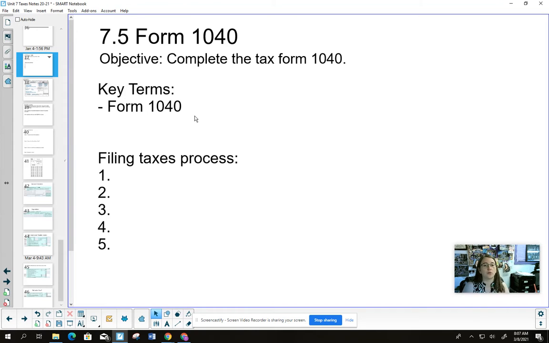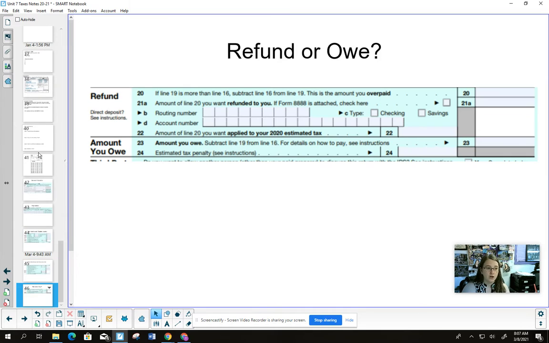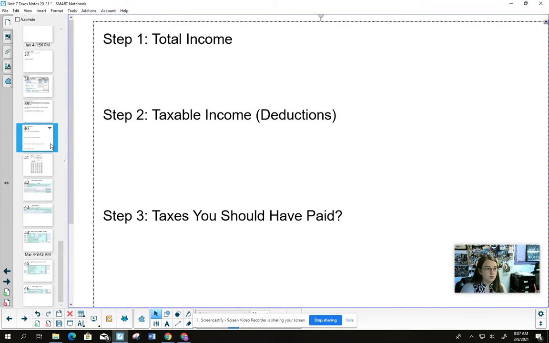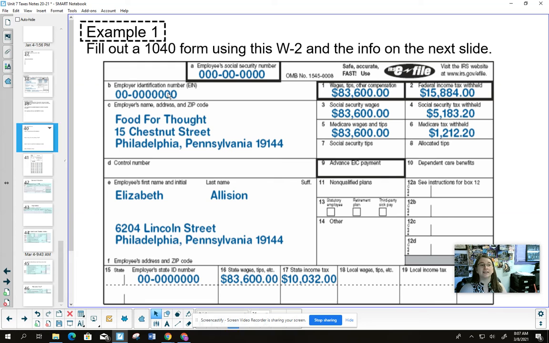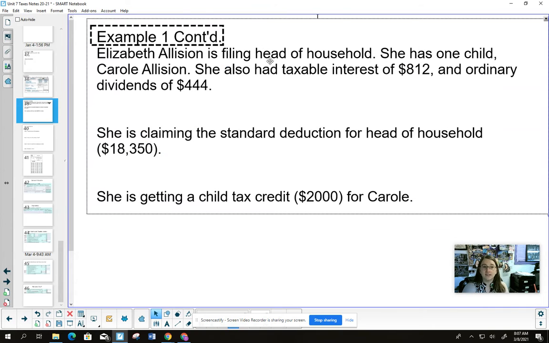So we're just going to go through the process in general, as opposed to actually filling out that form. Even if you have the notes, we are going to be following along with this. You do not have this written out in your notes like this, so just wherever you have space in your notes, we are going to be filing taxes for Elizabeth Elysian. Given her W-2 and this information, we are going to use these bits of information.